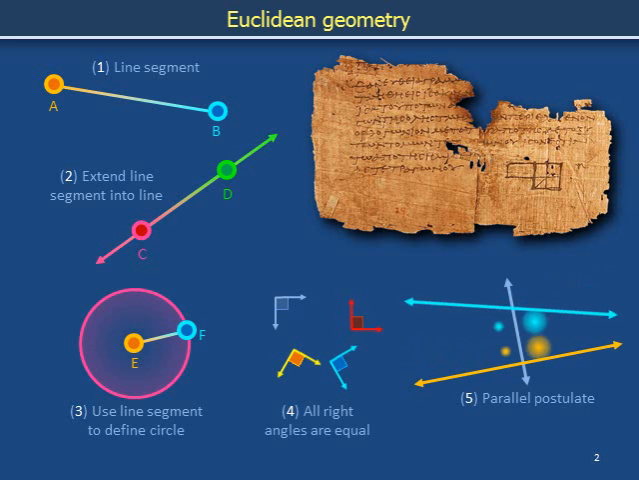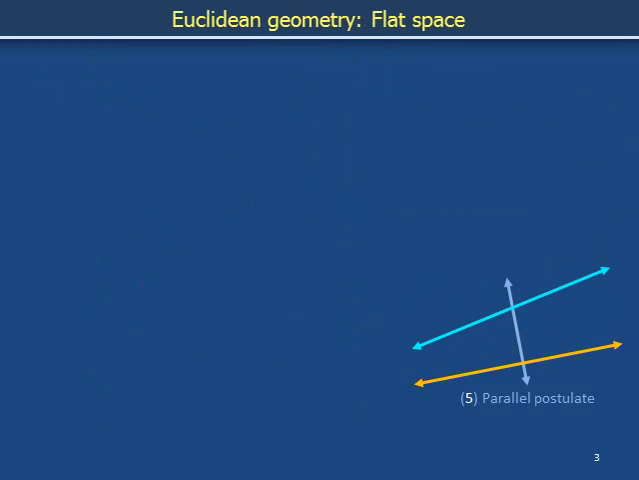Intersect the blue and gold lines with a third line in gray. If interior angles sum up to less than 2 right angles on one side of the gray line, then on that side of the gray line, the blue and gold lines inevitably intersect. This is to say, we take for granted the parallel postulate. How does Euclidean geometry speak to a physicist?